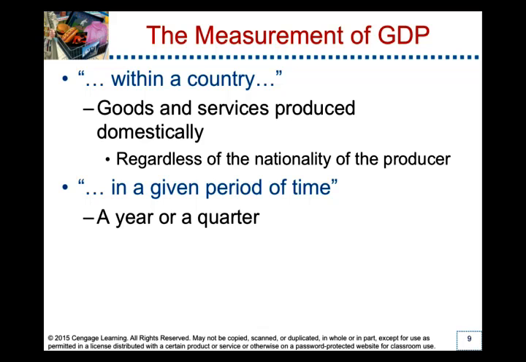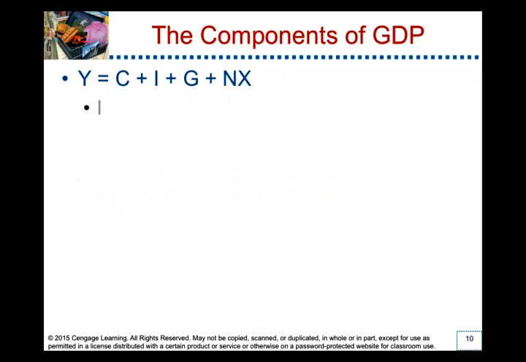Then the last is in a given period of time. So GDP can be calculated for a year. GDP can be calculated for quarters. So we can calculate it for a given period of time.